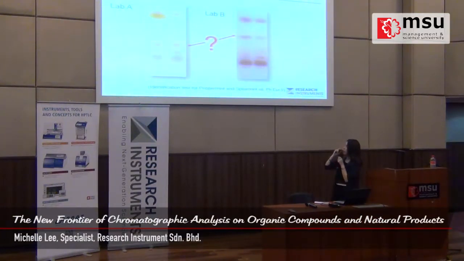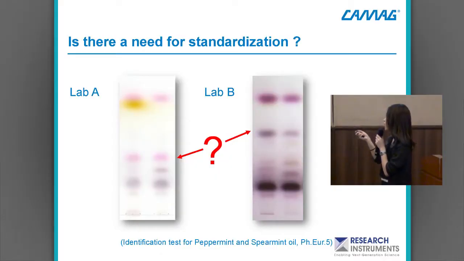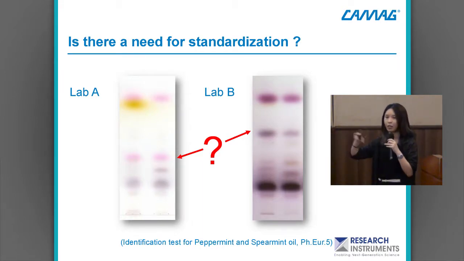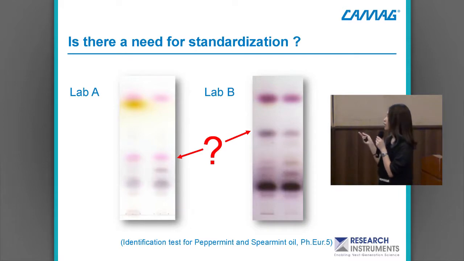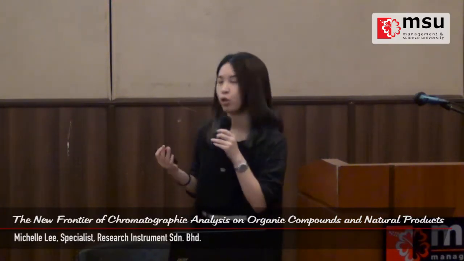Okay, so next thing is that, as I mentioned, this is actually an example where two labs are running the samples, peppermint oil and spearmint oil. The two different labs are running individually using the same method, but somehow the results are not very comparable. The reason is that, as I mentioned, manual TLC techniques will introduce a lot of human errors. That's something you can't control.